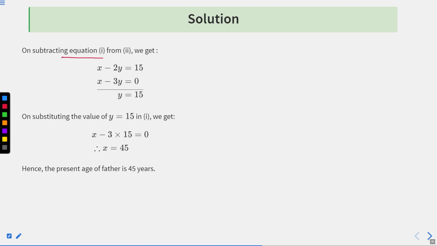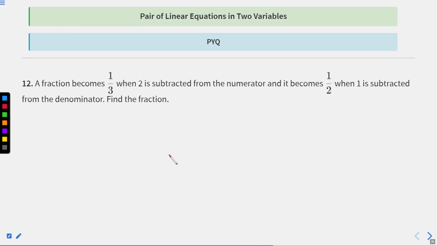So subtracting equation 1 from 2, we get x minus 2y is equal to 15 and x minus 3y is equal to 0. When subtracting, we get the value of y is equal to 15. Once substituting the value of y is equal to 15 in equation 1, we get the value of x is equal to 45. So hence the present age of the father is 45 years. Now let us move to question number 12.